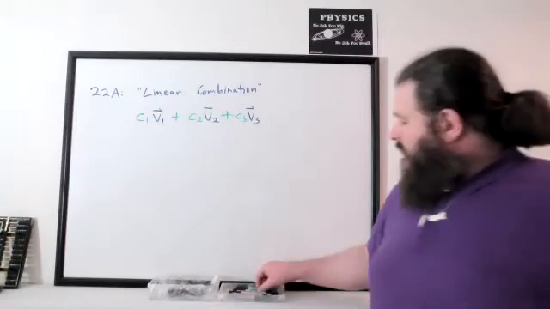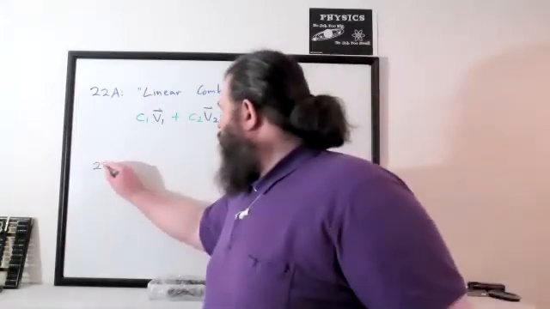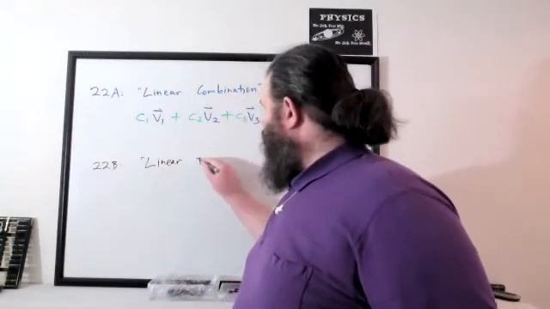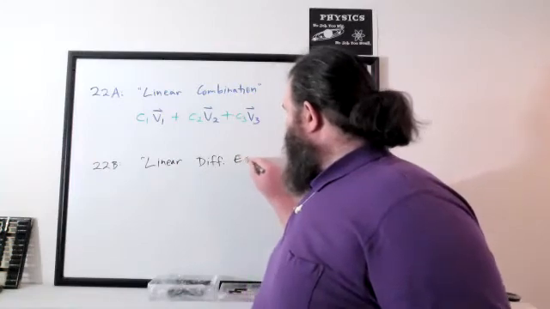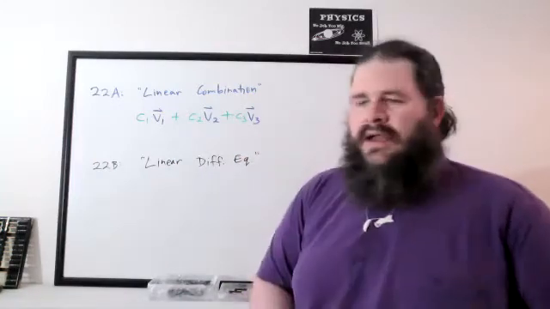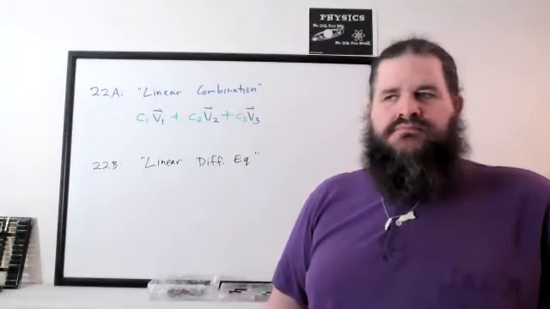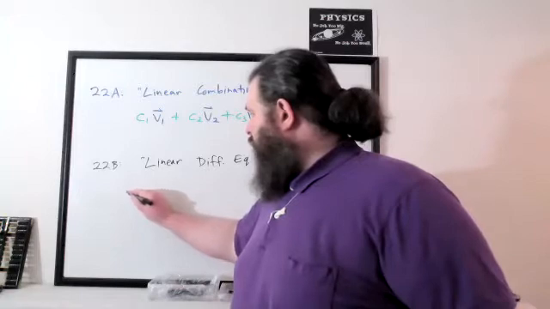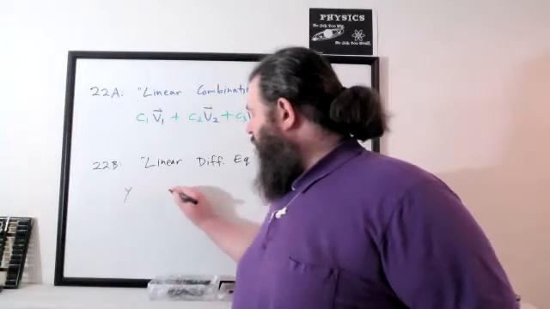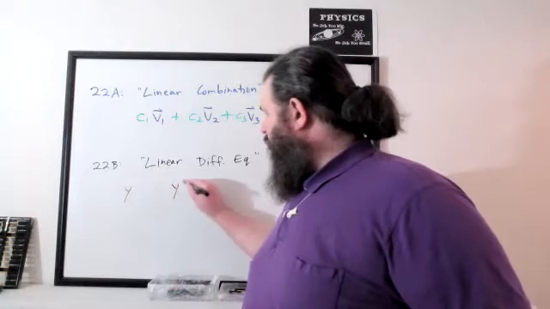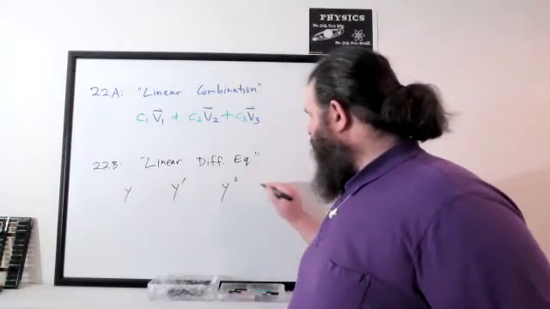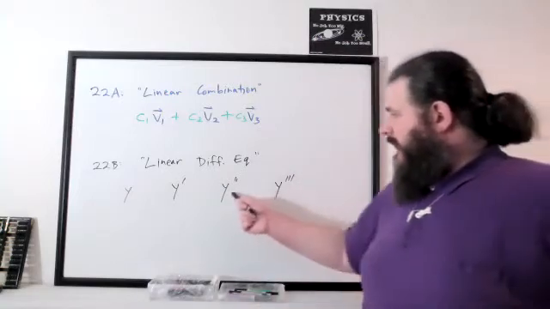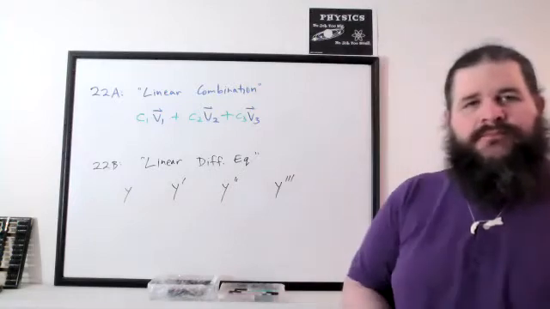If we want to extend this to the idea of differential equations, if we're talking about a linear differential equation, and let's say we're talking about maybe third order. Third order means we're going to have possibly y itself, possibly y prime, possibly y double prime, and possibly y triple prime. So third order means it could have up to all of these terms.